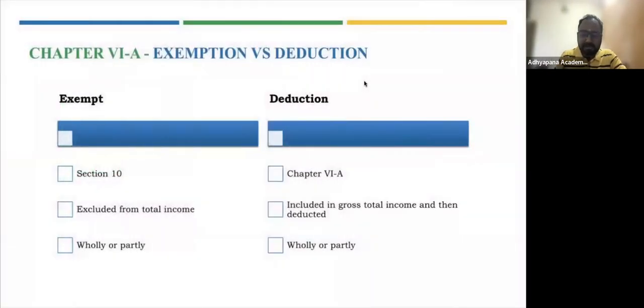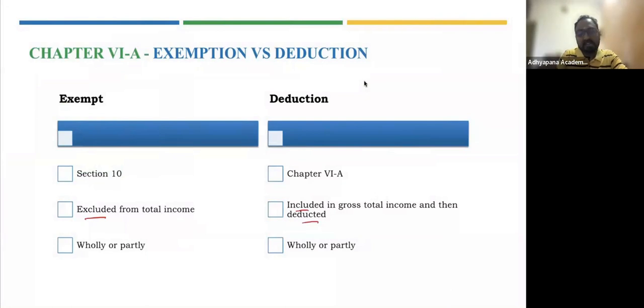Now, what do you mean by deductions? When you say deductions, the first thing that we need to understand is there is something called exemption and there is something called deductions. How is it different? Very basic difference. Exemption is discussed in section 10. It is excluded from the total income, so it is not at all part of your total income. But deductions are first included and then deducted, which means it is a part of your gross total income.